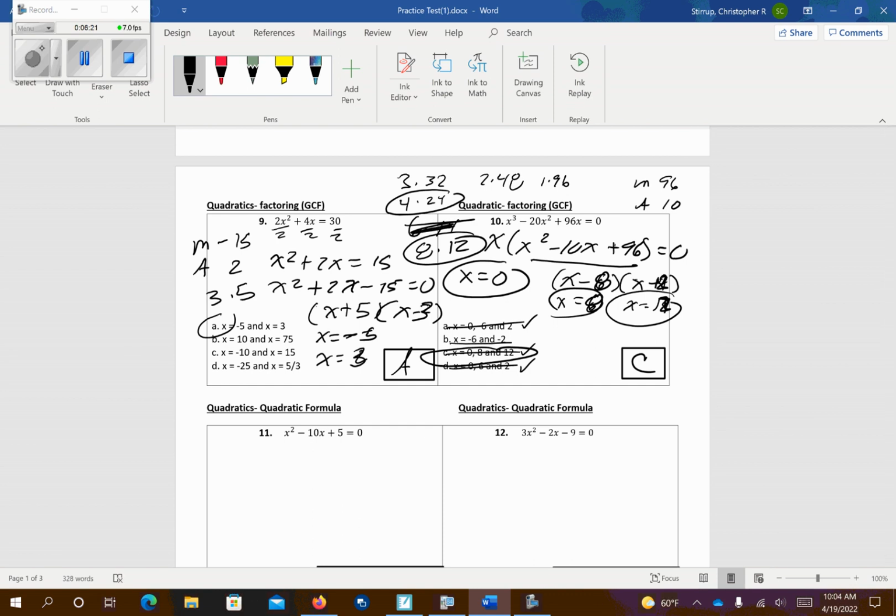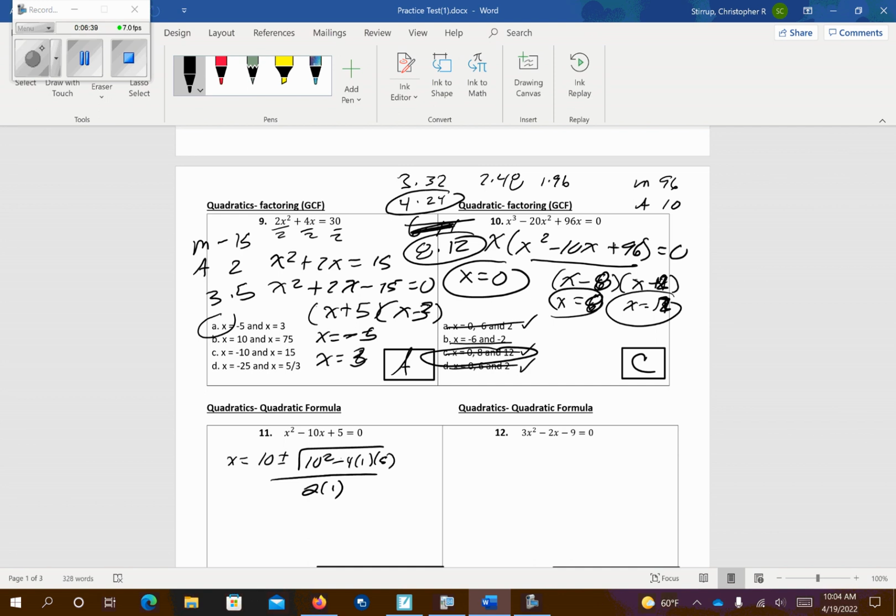Okay. All right, quadratic formula. So I get x equals negative b. So that's going to be a positive 10 because negative, negative. 10 squared, 100 minus 4ac all over 2a.